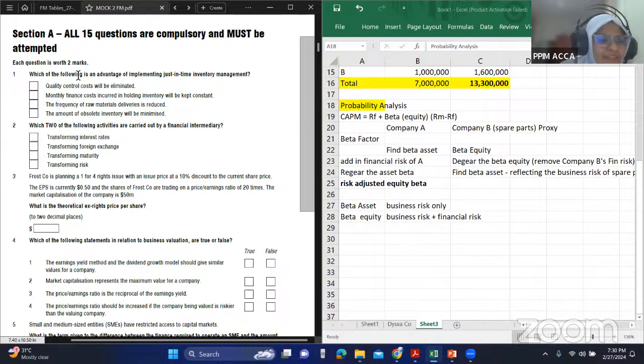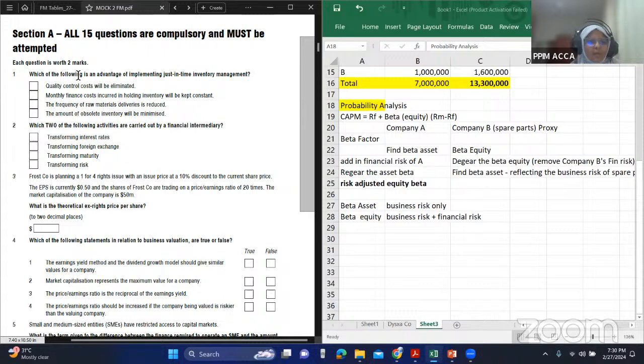Which of the following is an advantage of implementing just-in-time inventory management? So you should know that just-in-time inventory management means we are not going to hold inventory in stock. We are not just going to produce and keep it in a warehouse. We will only produce if the customer places an order. So the first thing, or the initiation, is done by the customer. Only if they place the order will we start the production. So they're asking which of the following is the advantage of that.